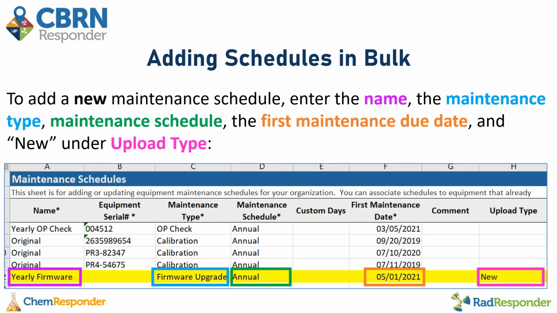To add a new maintenance schedule, you'll need to enter the name. This is a unique field. You can enter whatever you would like as to how you would like to differentiate your maintenance schedules. The maintenance type, the maintenance schedule, and these can be found in the allowed values tab. When the first maintenance is due, and if this is a new schedule, you will put new under upload type.